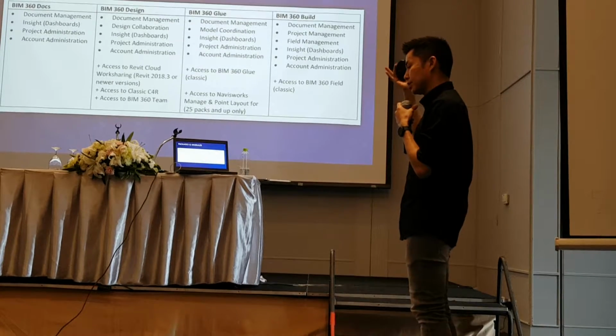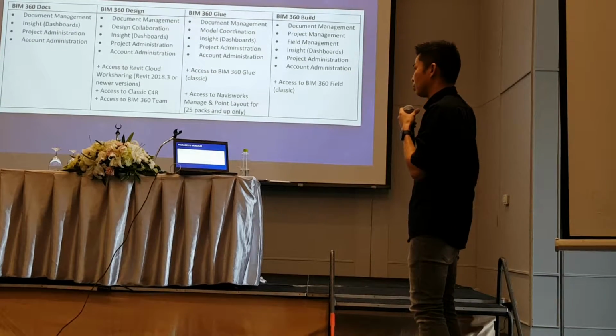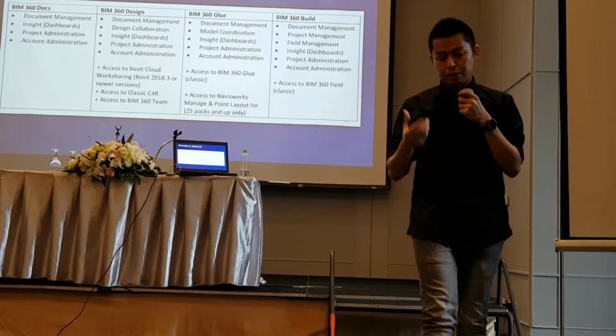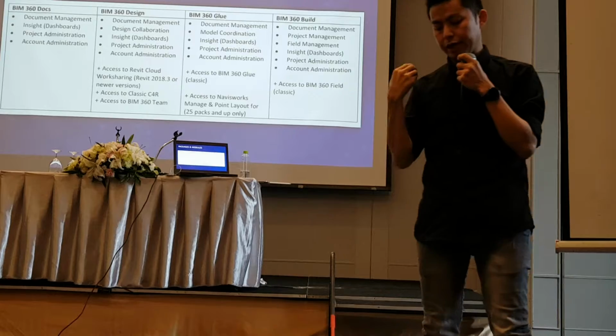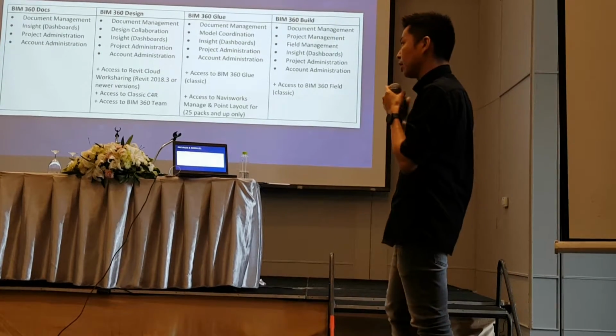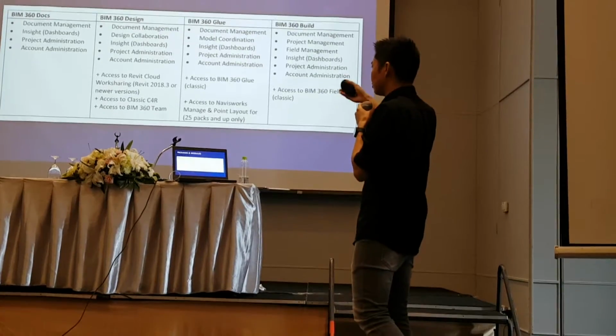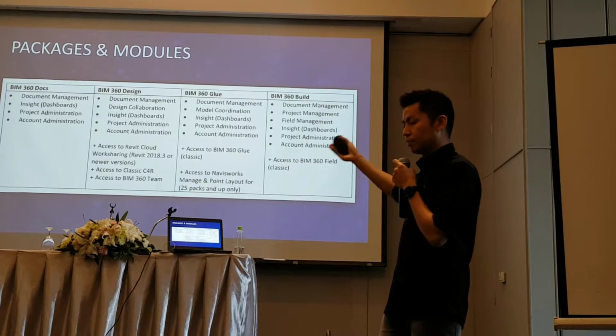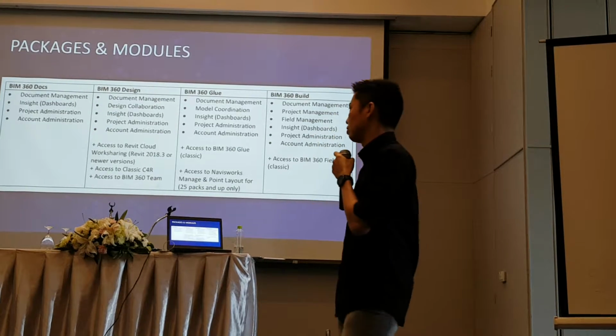There's three common things that people can get, regardless whichever modules they buy. Whichever packages they buy, they will get document management, they will get the dashboard, they will get the admin rights. Admin right means the project admin and also the account admin. The rest of things you can look at here: design, glue, build, and so on. Later we'll explain more in details on this kind of thing.